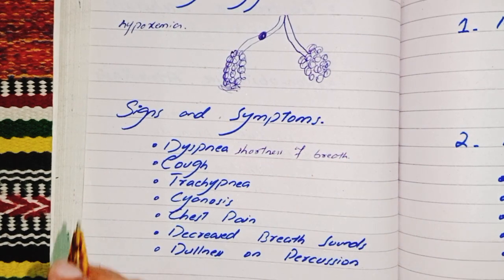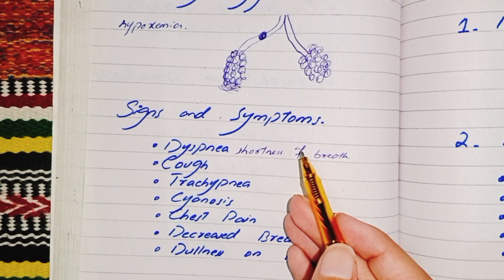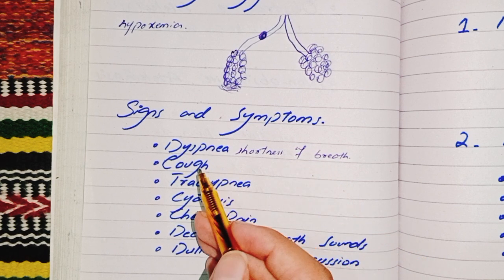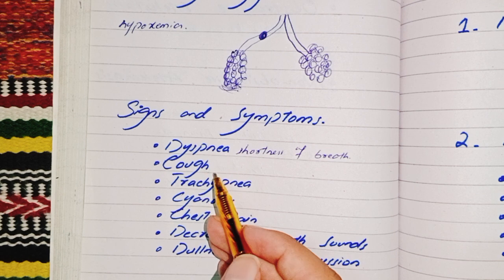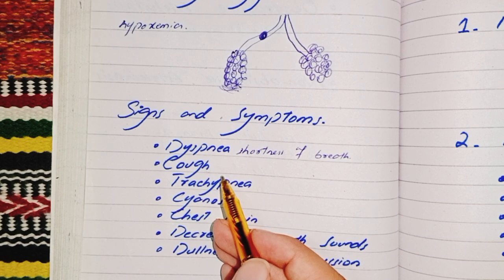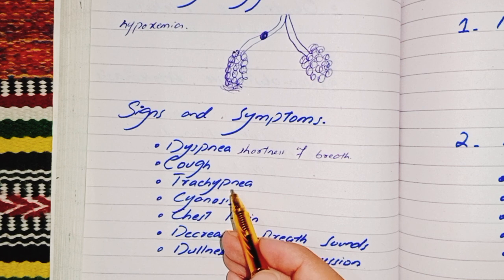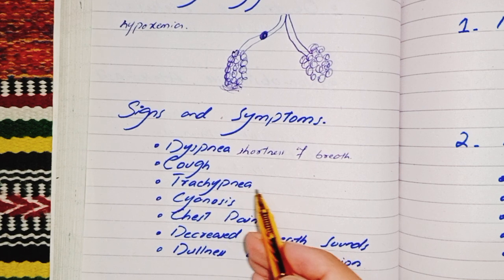Shortness of breath, especially in large area of the lung. If a large area of the lung is involved, our second sign and symptom is cough, often dry, resulting from irritation of the airways. Our third sign and symptom is tachypnea. Tachypnea means rapid breathing due to decreased lung capacity.